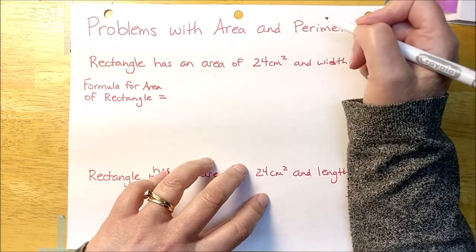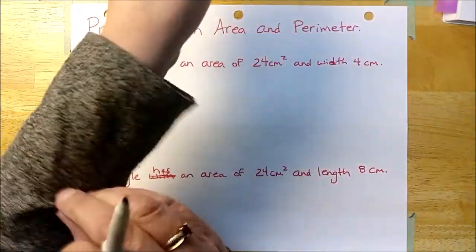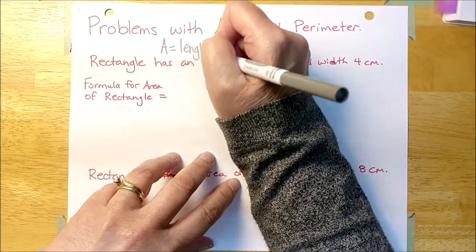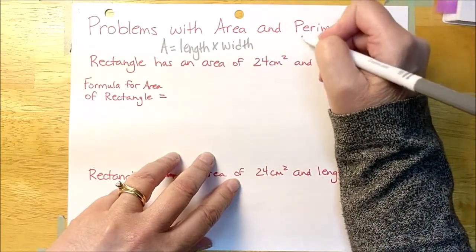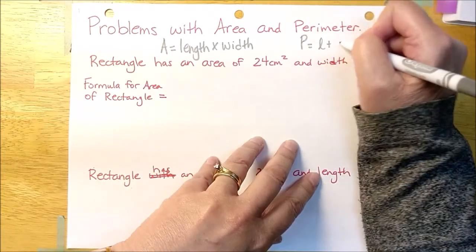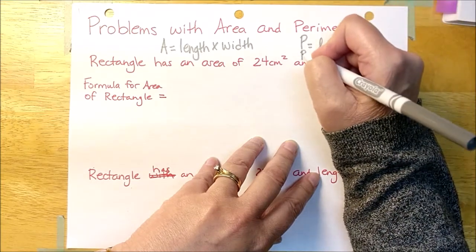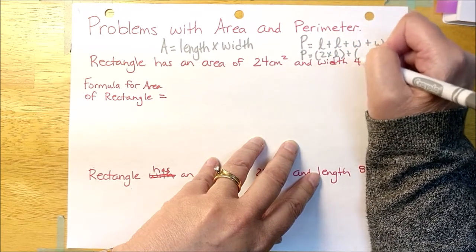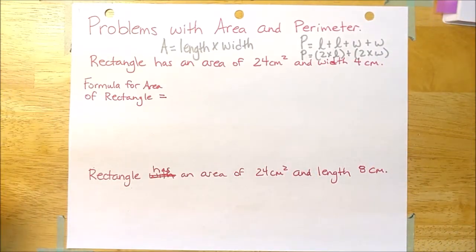So what I would like to go over before we start is area. What was your formula for area again? We just finished doing it yesterday. And if you can remember, it's length times width. That's right. And perimeter, the formula for perimeter was length plus width plus length plus width. Or we had that really fancy one, which was 2 times length plus 2 times width. All right, so we're going to need to remember those formulas today.